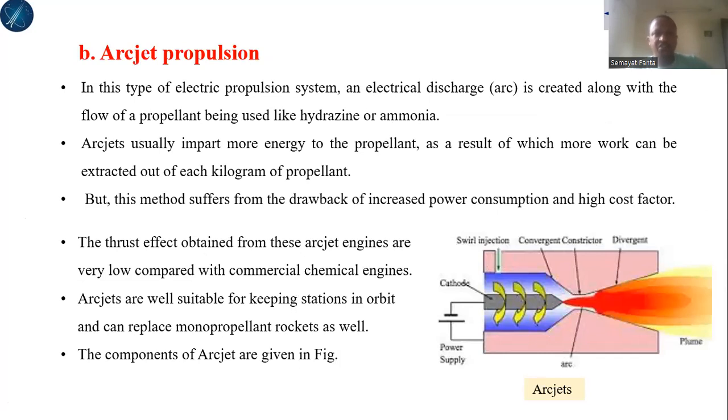And this arcjet propulsion system, okay, there are some cathodes. There is an electrical power supply system. There are some swirling injection mechanisms, and there is a convergent divergent section of the nozzle as usual, and the arcs will be produced. So this is the plasma which comes out from the rocket nozzle.